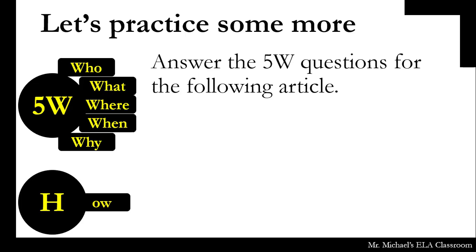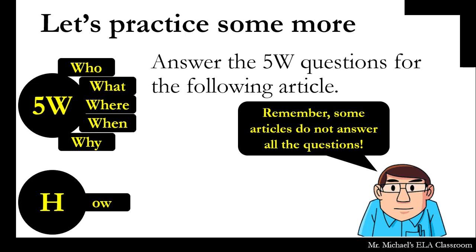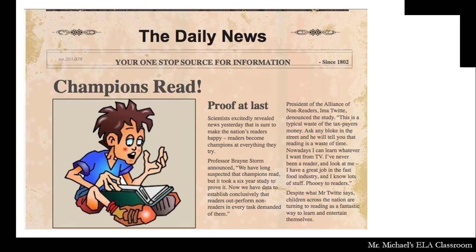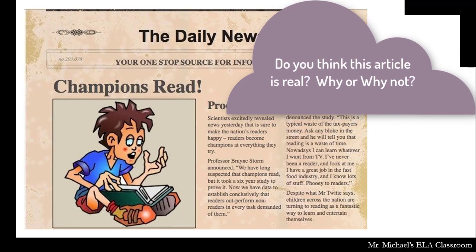So let's practice some more. Answer the 5 W questions for the following articles. So who, what, where, when, why, and how. Remember, some articles do not answer all the questions. So, just look over that. I'll give you a couple of minutes, and you're going to have to get your handout done for this week, as some of the questions on the quiz will be using it. One last thing I'd like you to think about is, do you think this newspaper article is real? Why or why not?